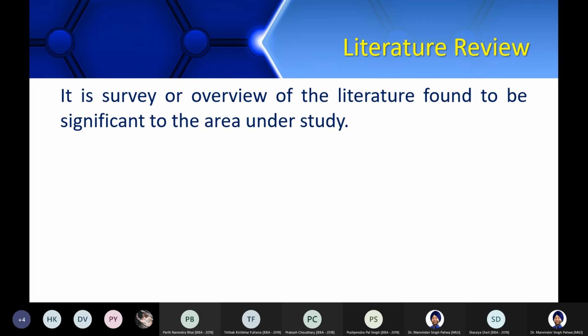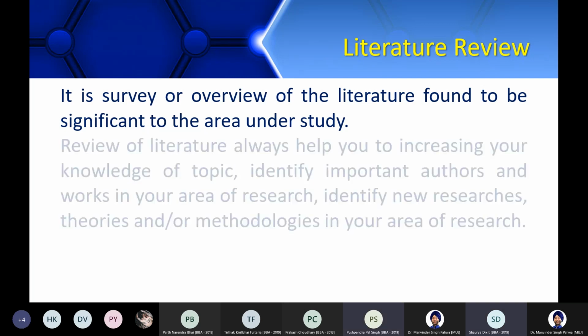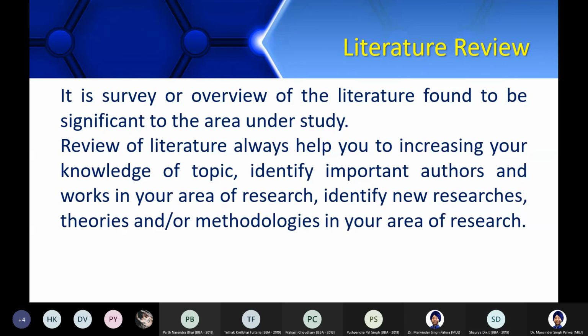Am I correct? If it is not significant, then it is useless. It will be useful only if it has some significance. Getting or not? Yes, sir. So review of the literature always helps you to increase your knowledge of the topic, identify important authors who have said what, and works in your area of research, and identify new researches, theories, or methodologies in your area of research. So that's what a literature review does.